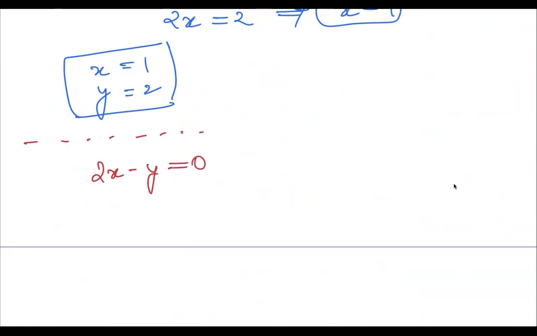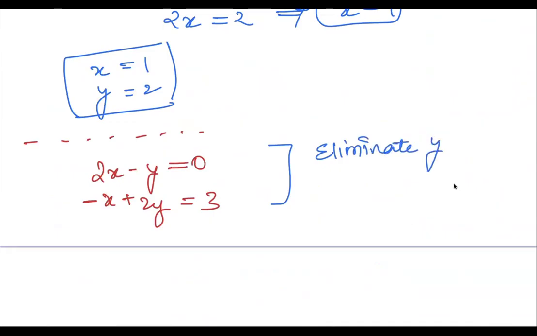Okay, and then we have minus x plus 2y is equal to 3. Now the goal is to eliminate y. Can you all tell me how can we do this? How can we eliminate y?